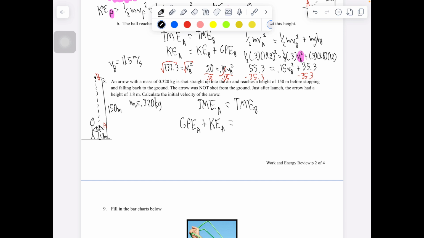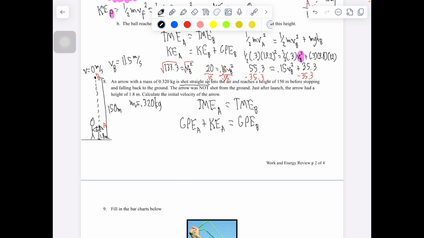At situation B, at the very top, we have our gravitational potential energy. And now a key step here is it is shot straight up. So we know at the very top, it is not moving. It's not moving left, not moving right, not moving up, not moving down. It has a velocity of 0 at the very top, so it doesn't have a kinetic energy.